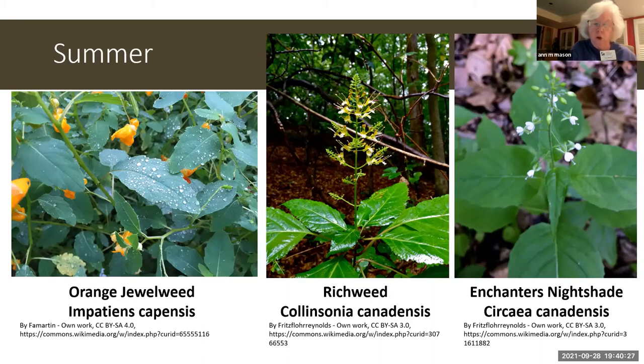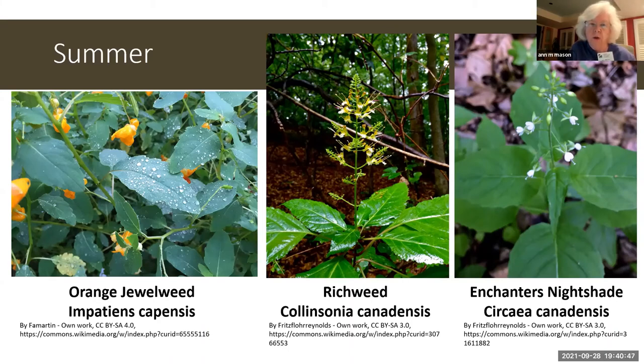This orange jewelweed will just walk all over it. Now, this flower is pollinated by insects or hummingbirds, and it needs to be cross-pollinated. Each of those flowers needs to be cross-pollinated.